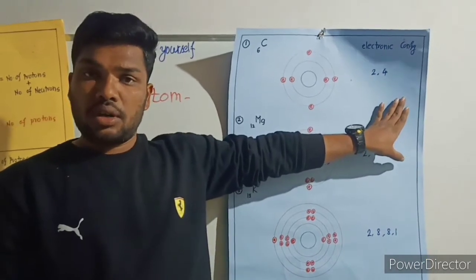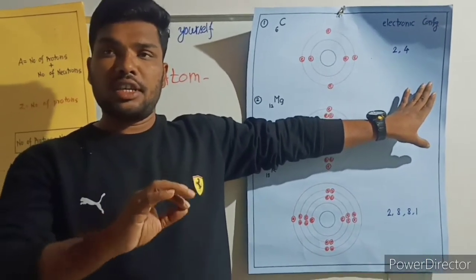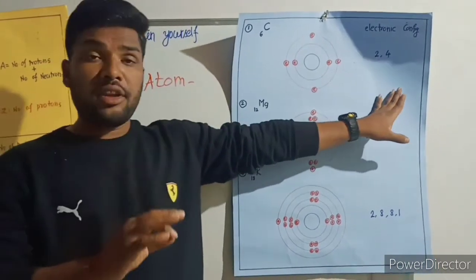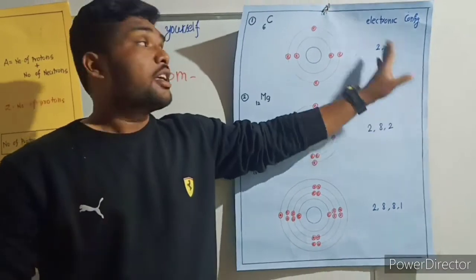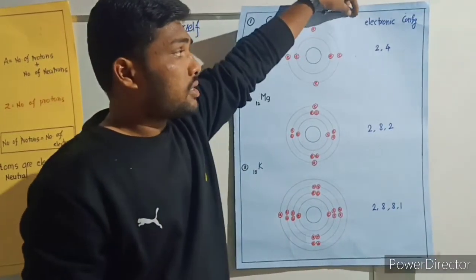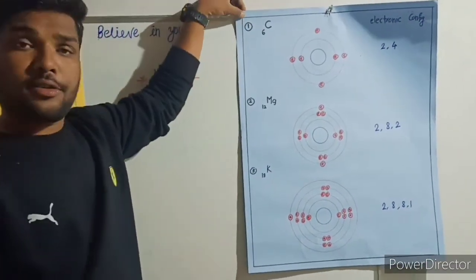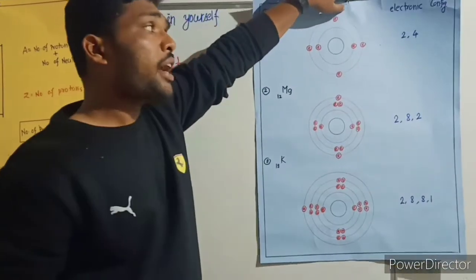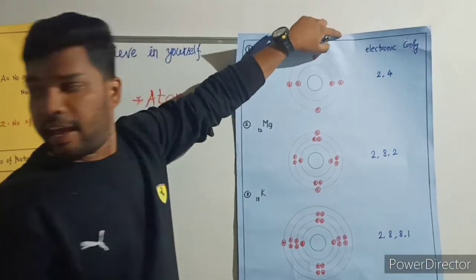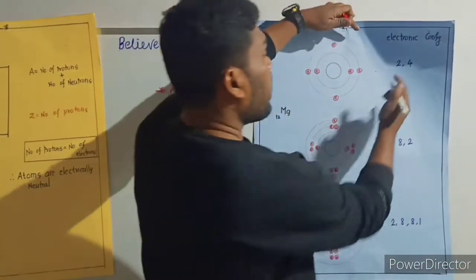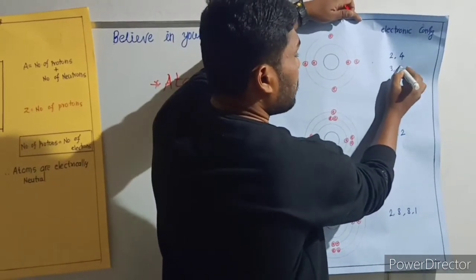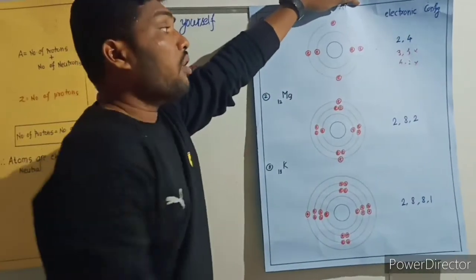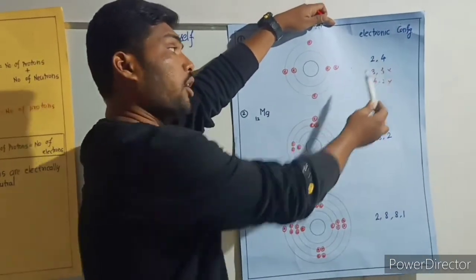Electronic configuration means the arrangement of electrons in the particular cells. The definite arrangement of electrons in the cells is nothing but electronic configuration. Now carbon has 6 electrons, so its electronic configuration is 2 and 4. Why did it come 2 and 4? Why have I not written 3 and 3, or why not 4 and 2?